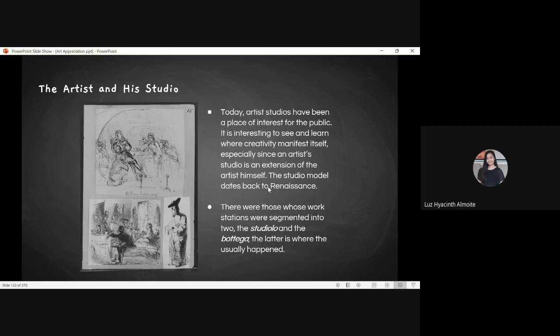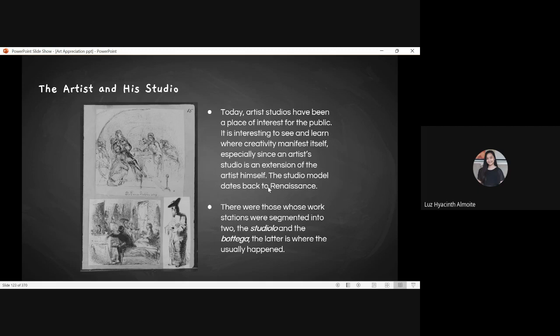So today, artist studios have been a place of interest for the public. Hindi na lang ginagamit yun para dun gumawa yung mga artists ng artworks nila or masterpiece. Ngayon, ginagamit na yun para ma-promote yung mga artists nila. So it is interesting to see and learn where creativity manifests itself, especially since an artist studio is an extension of the artist himself. This is their home.